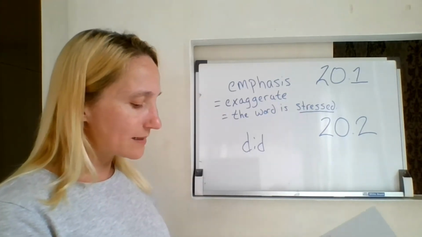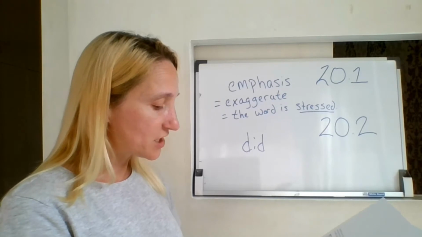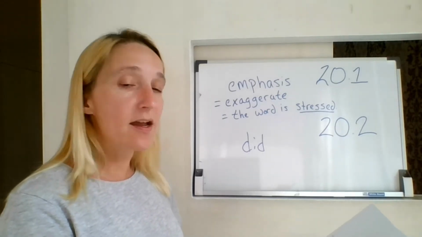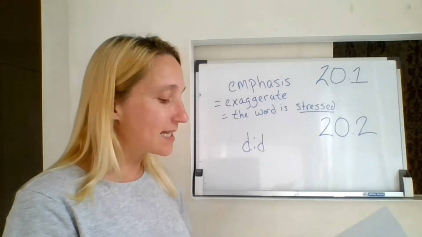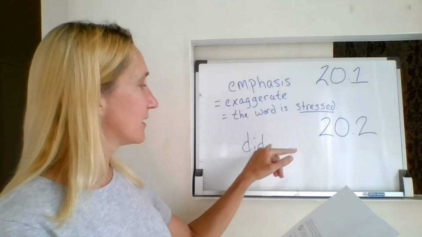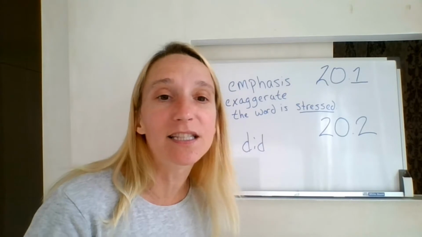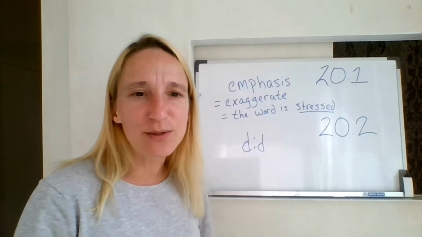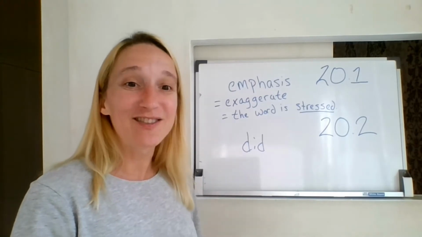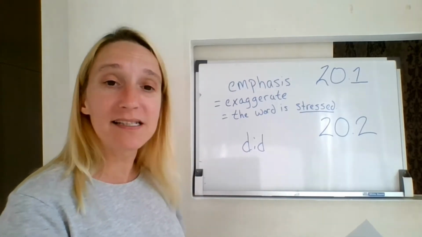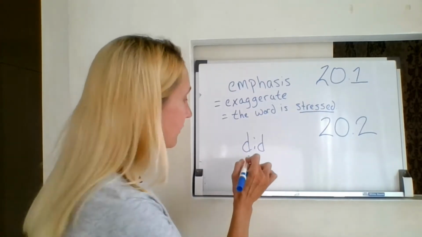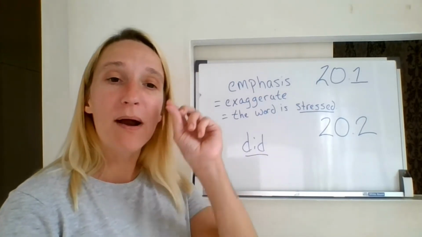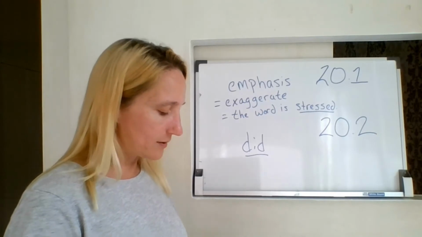Let's do the first one together. They gave an example. She did get to school on time. They underlined the word did because that is what needs to be stressed. It's the word did. She did get to school on time. She wasn't late. She did get to school on time. So did is the word that needs to be stressed. So they underlined did, and then I want you to practice saying it out loud.